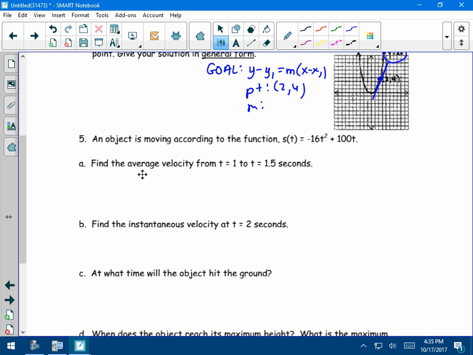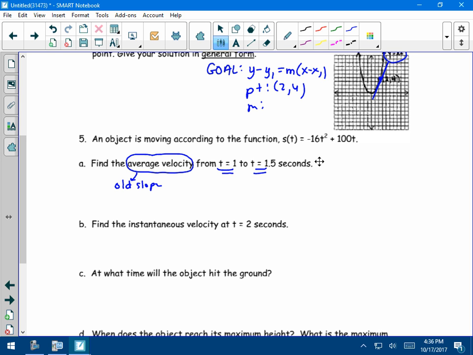Number 5 is another velocity. Now this one I do want to mention. The object is moving according to this function. Find the average velocity. That's different from instantaneous velocity. Average velocity is just the same as regular old slope. It's a slope between 2 points. So I don't really need a derivative for that even.